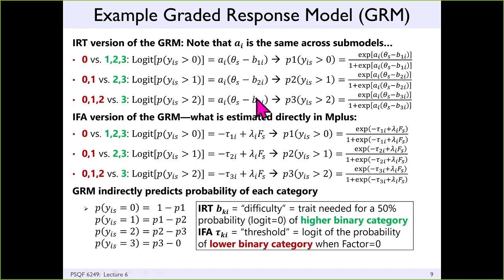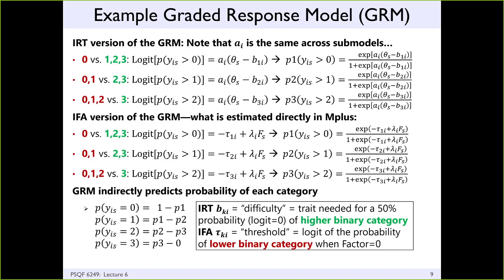But across the binary submodels, it's the same A. So the effect of theta in predicting 0 versus 1, 2, 3 is constrained to be the same effect of theta in predicting 0, 1 versus 2, 3, and the same in predicting 0, 1, 2 versus 3. So it's the same slope across submodels. That's what's known as proportional odds in the non-latent trait versions of these models.